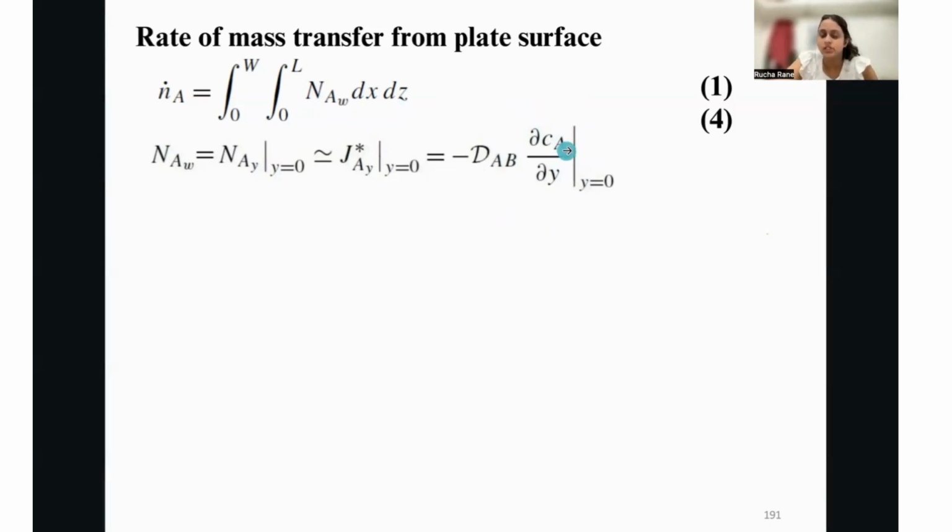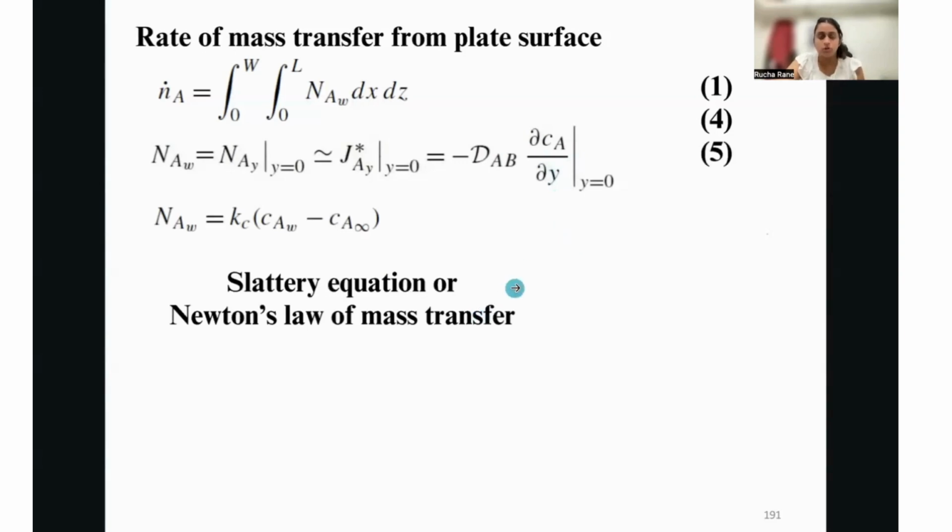dCA by dy is your quantity by volume. This CA cannot be practically determined at the interface. So for that we need to replace this term. So there comes the Slattery equation, which we commonly call Newton's law of mass transfer.